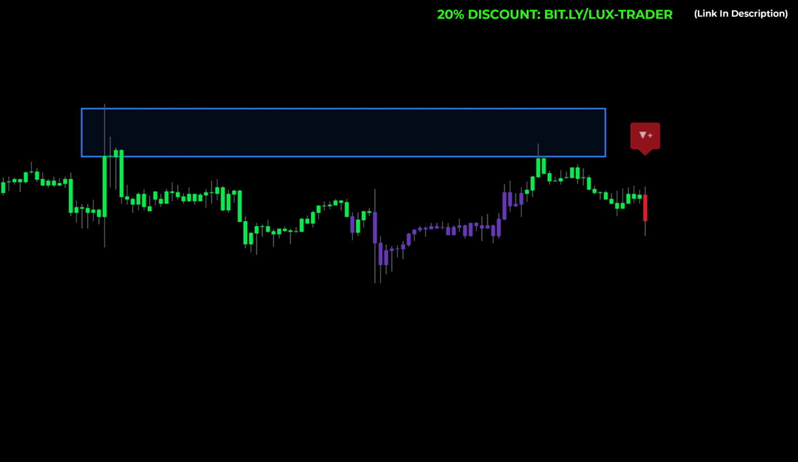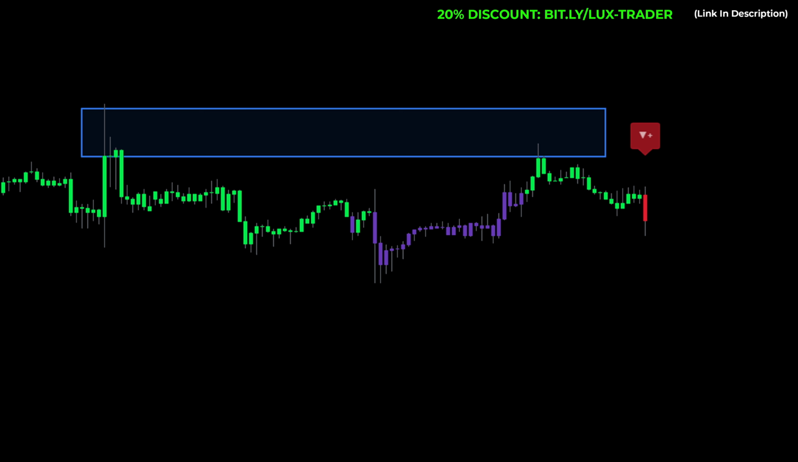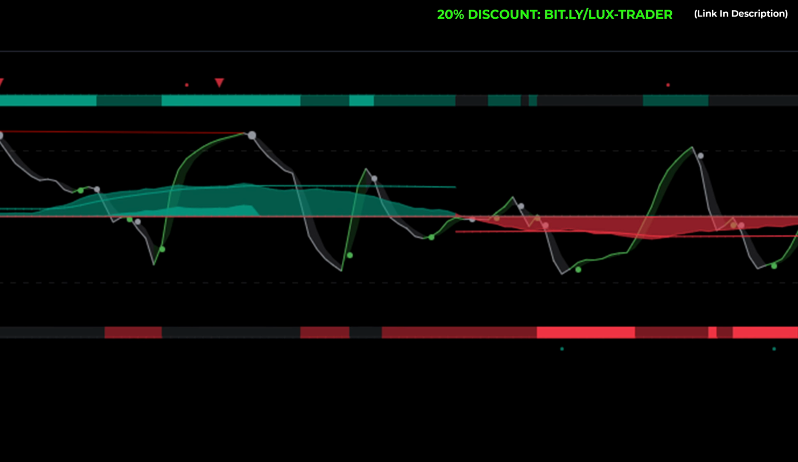This gives us the first indication for weakness in the uptrend and a potential reversal to the downside. Next, the price reached this level again, got rejected once more, and then the signals and overlays indicator showed this sell signal.